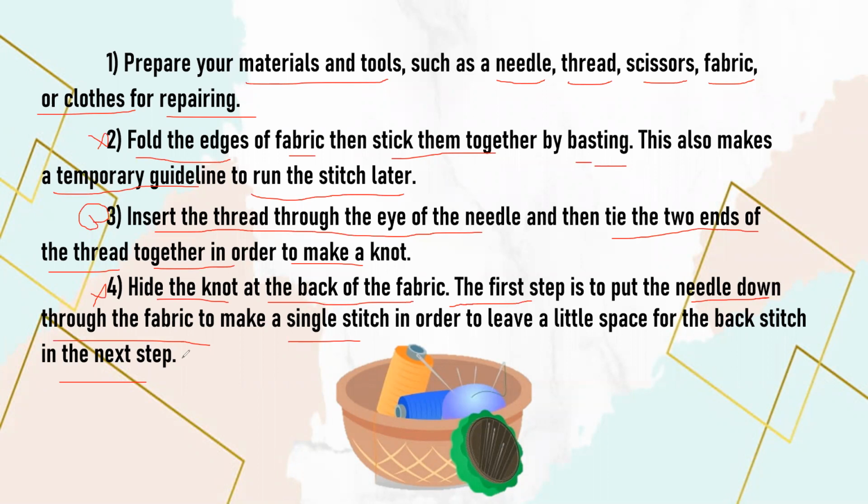Like we're having a fabric, we're going to put the needle down to make a single stitch. We will have only a single stitch first in order to leave a little space for the back stitch. We are going to leave a little bit of a gap, a little bit of space, for the back stitch. Now after that, next step.